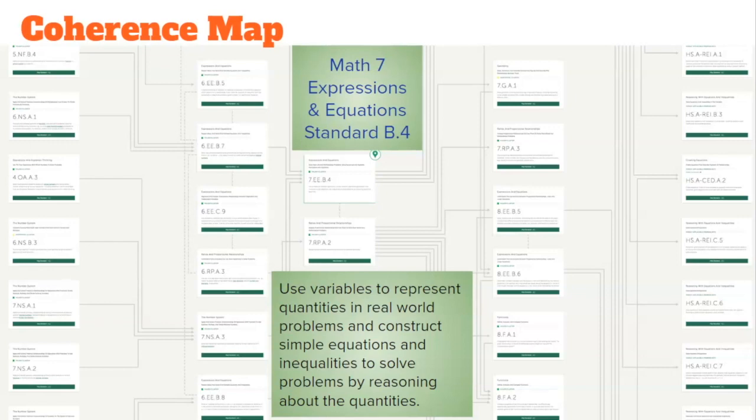That particular standard is use variables to represent quantities in the real-world problems and construct simple equations and inequalities to solve problems by reasoning about quantities. Did you know, 4th grade, that mattered? What you teach in 4th grade has a direct influence on equations? Of course, you're like, well, it's so far down the road, it doesn't matter, right? I know you don't think that.